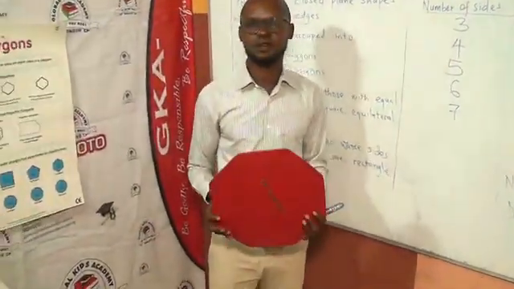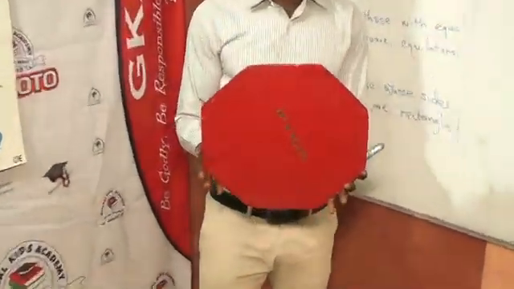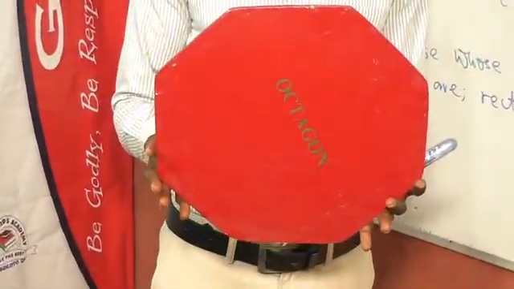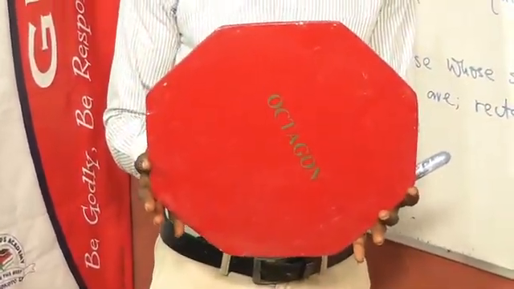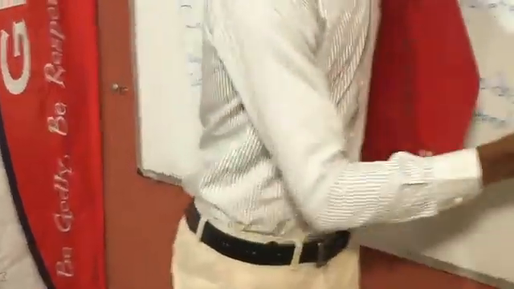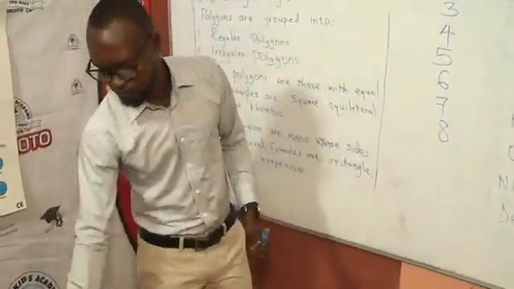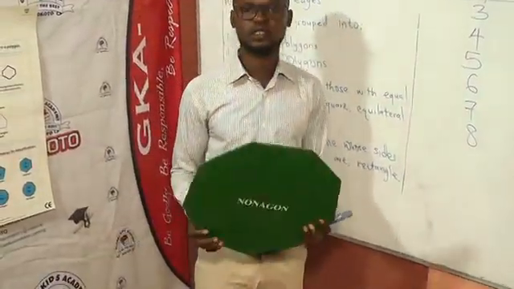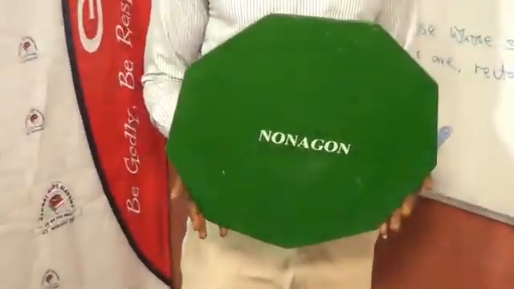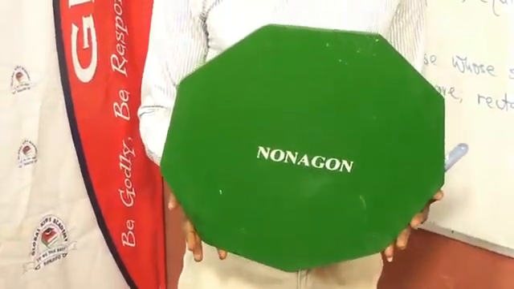The next is octagon. Octagon is a polygon with 8 sides. So when you count this, you see there are 8 sides. The next is a nonagon. Nonagon is a 9-sided polygon.